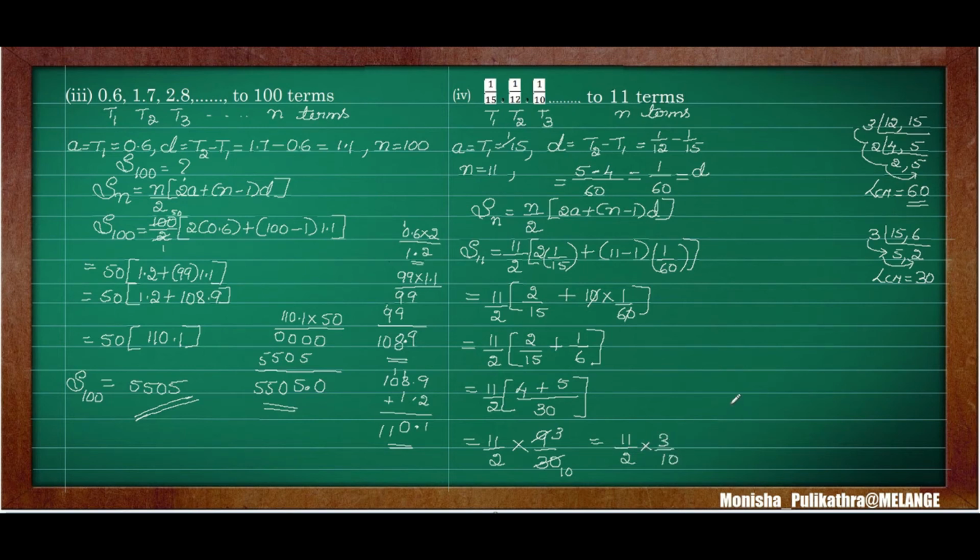So the answer for the sum of 11 terms is 11 3s are 33, divided by 2 10s are 20. The sum of 11 terms is given by 33 by 20. So this is the way to do the problem. Hope you understood this.